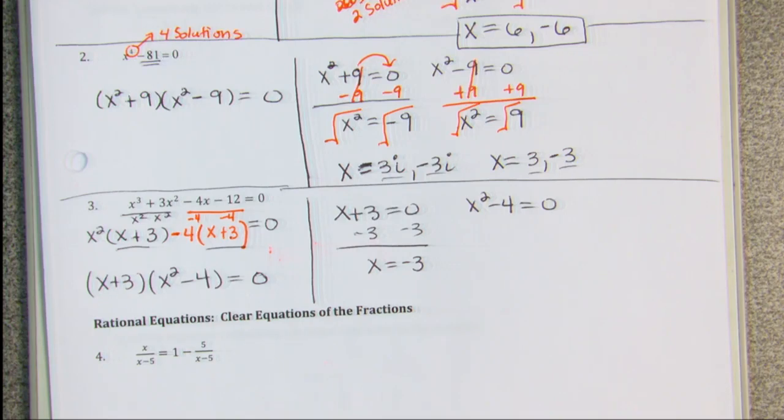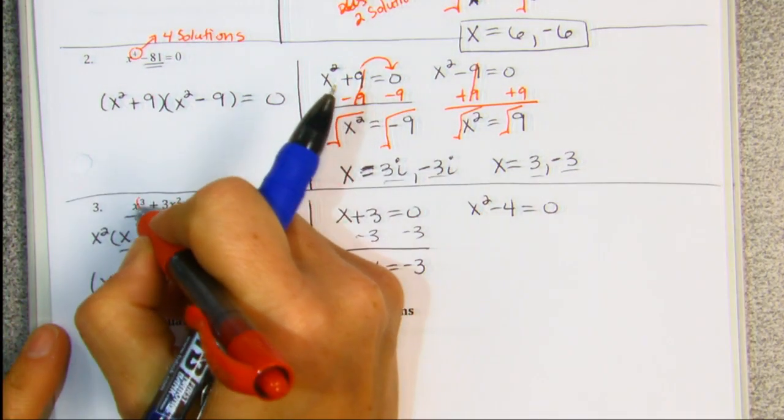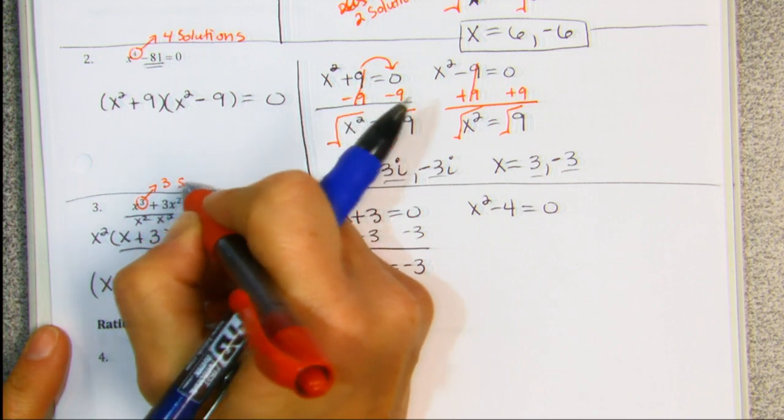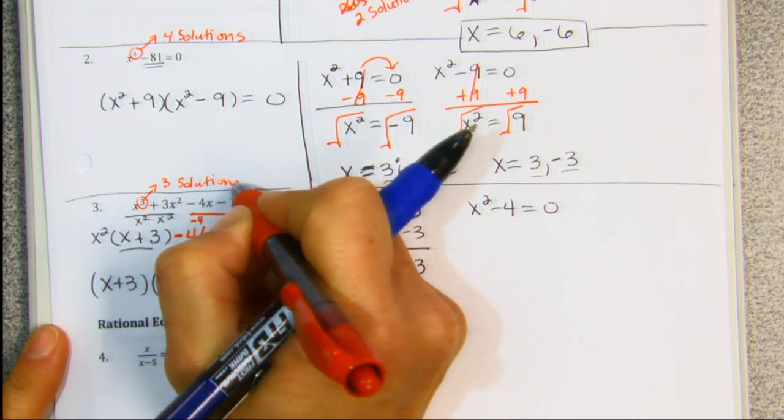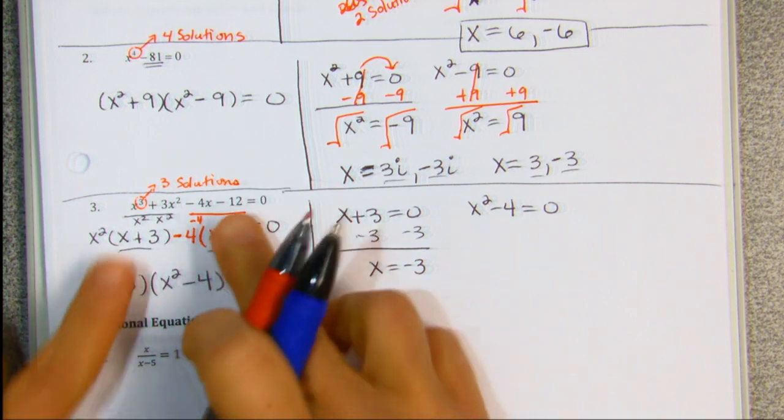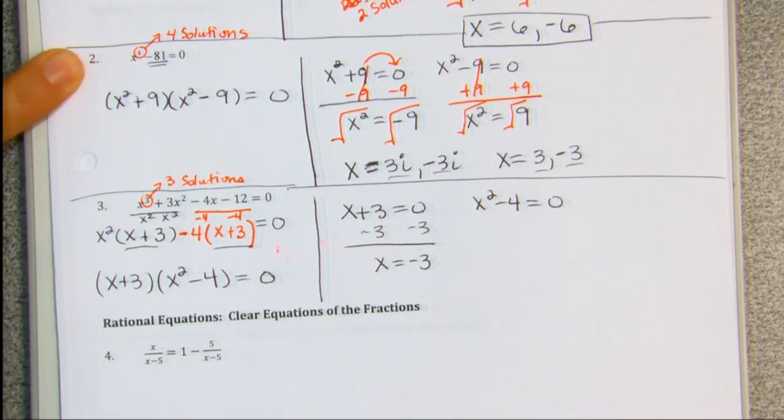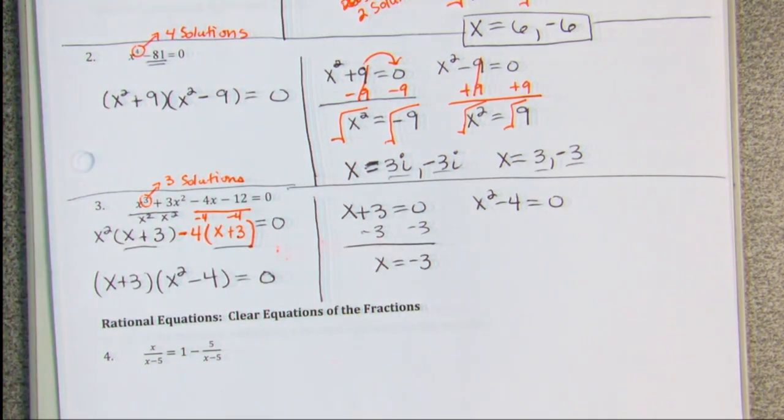So that's 1. How many solutions are we going to have in this one? 3. Just 3, right? So we know we'd have 3 solutions. It looks really long. It's a lot smaller looking than 2, and 2 had 4 solutions. But it comes from the exponent.